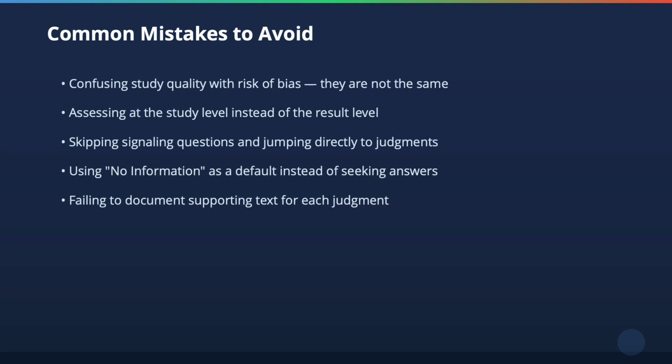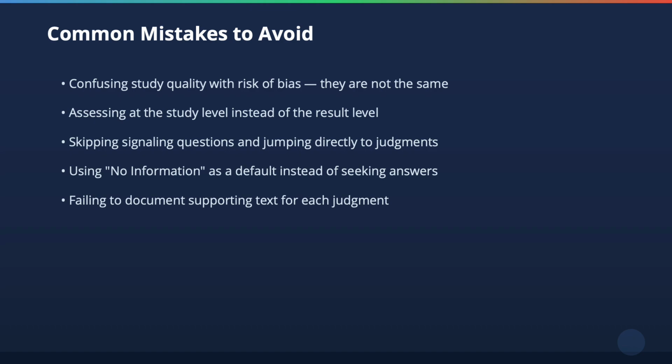Let us talk about common mistakes. First, confusing study quality with risk of bias. They are not the same. A well-funded study can still produce biased results if implementation had problems. Second, assessing at the study level instead of the result level. The same study might have low risk for one outcome and high risk for another.